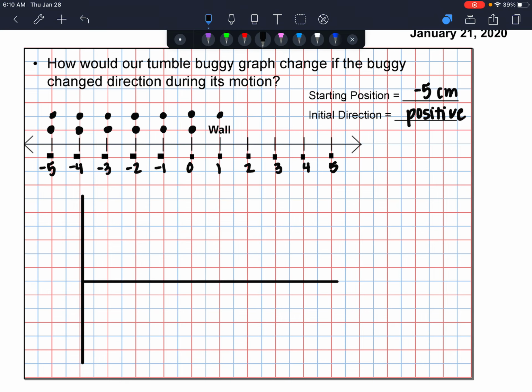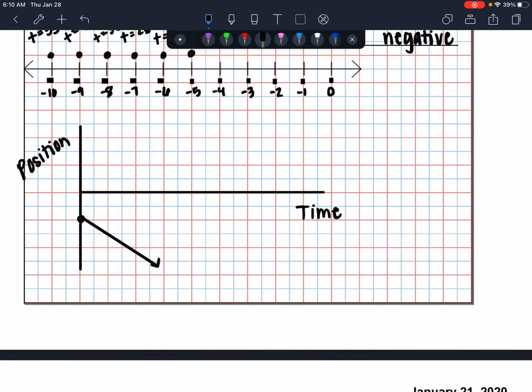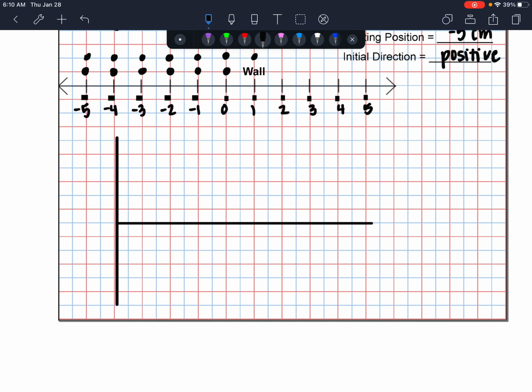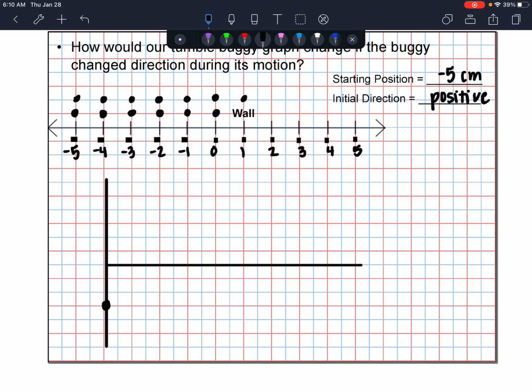Well, it looked kind of similar to my last graph where I had a -5 intercept. My starting position would be -5. But now that my values are going in the positive direction, I'd see more and more positive values. And then when it hit 0, it went to position 1, and then it changed directions and it started becoming more negative.